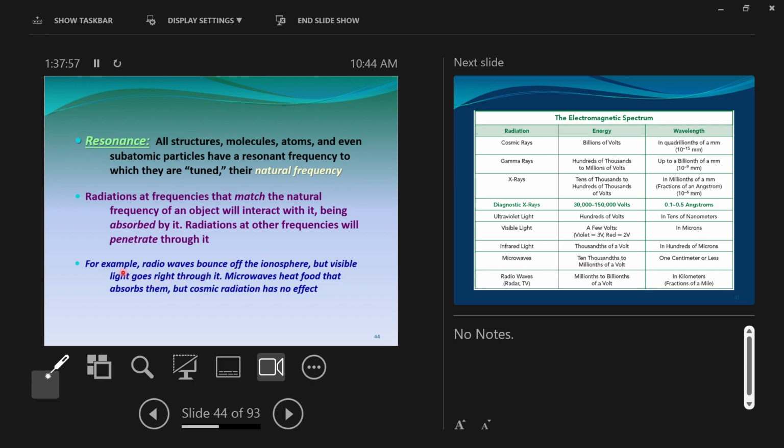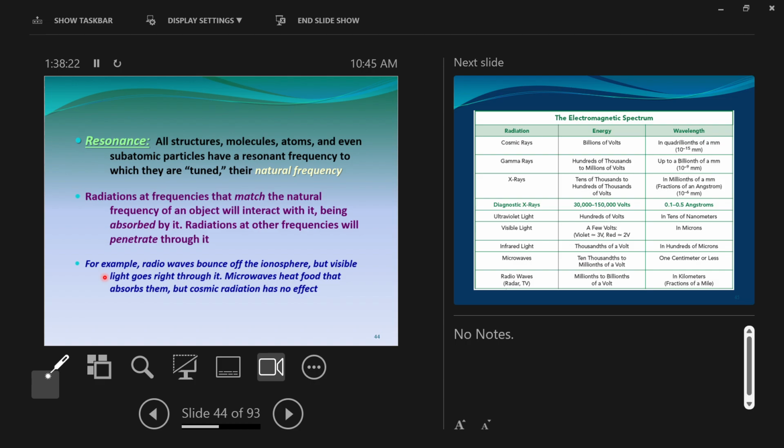Visible light, though, goes right through our atmosphere. You know visible light goes through your atmosphere. What data do you have that shows you visible light goes through the atmosphere? You go outside, and what data could you collect to tell me that visible light travels right through the atmosphere? Yeah, you can see the sun, right? Okay, so you know visible light goes through the atmosphere.